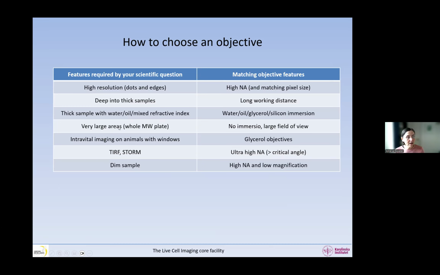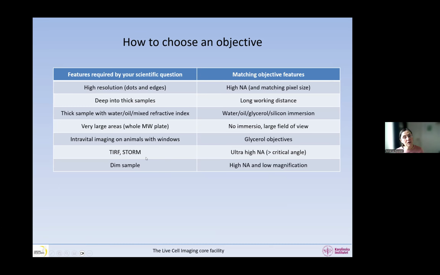If we have very large areas to image, for example, a multi-well plate, or even if it's not the whole plate but several wells over long distances, or a big tissue section simply, then it is best to use an objective without any immersion medium, so that you do not smear the immersion medium on your sample. If you do intravital imaging on animals with windows, then glycerol objectives are best because the tissues have the same refractive index as glycerol.